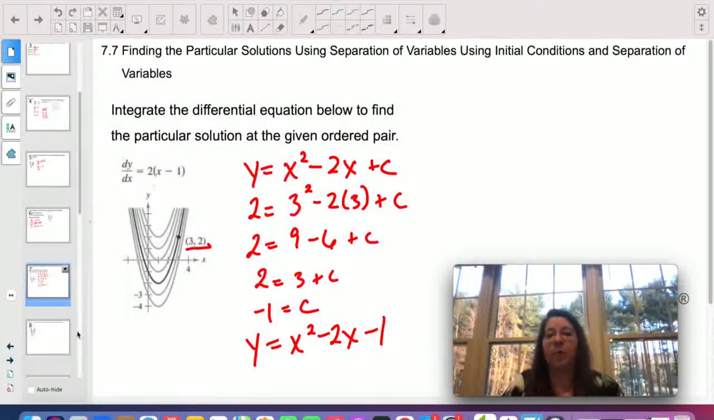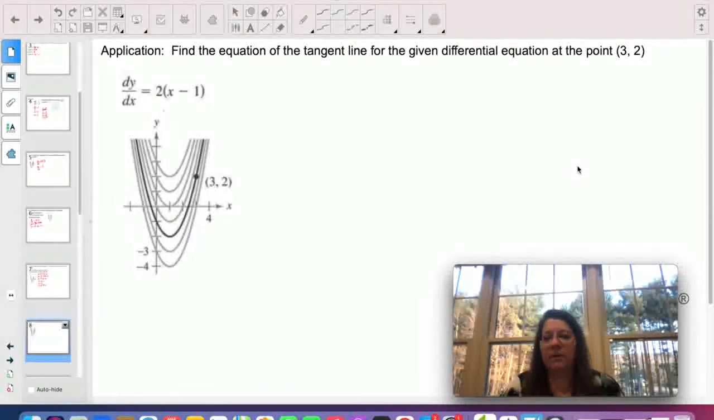Now, to go a little bit further with this, if they ask us to find the equation of the tangent line for the given differential equation at the point 3, 2, they want to know what the equation of the tangent line is that goes through this ordered pair. If you think about that, in order to get the equation of this tangent line, we need two things. We need the slope and we need an ordered pair. Well, we already have the ordered pair, 3, 2. They gave us that. The slope is what we get when we plug 3, 2 into this equation.